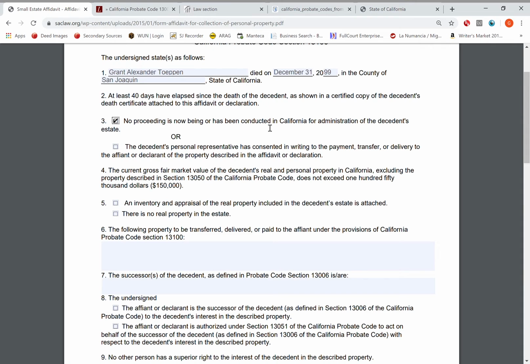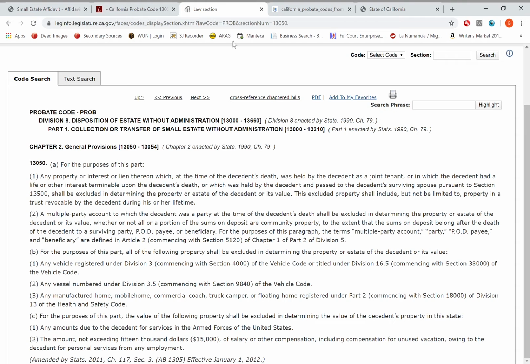So you can just Google California Probate Code section 13050, and you'll get something like this. All right, let me make this simple. I'm not going to bore you by reading each part, but in general, if the decedent held assets in joint tenancy, whether real property or another asset, that's not going to be counted towards the $150K.